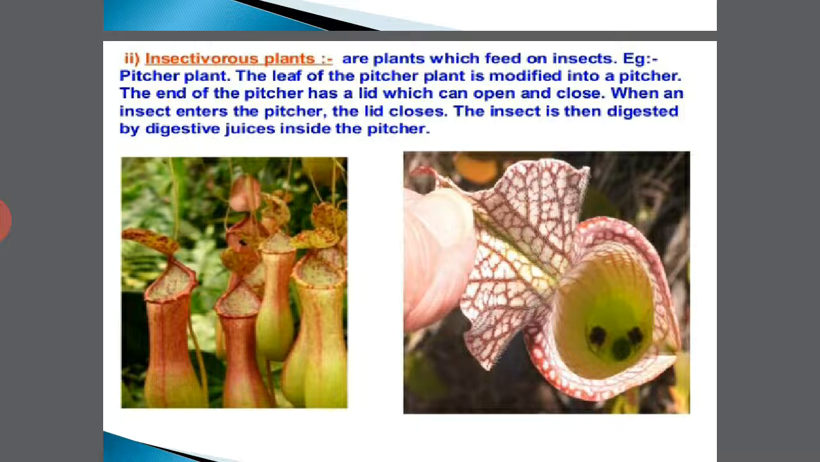The insect is then digested by the digestive juice inside the pitcher. You can see how it is open to capture the insects, and when the insects are trapped, it will automatically close, and later on the insect will be digested and the juices will be released for the growth of the plant. Such plants are called insectivorous plants because they feed on insects.